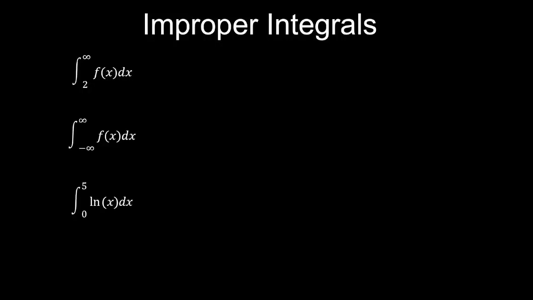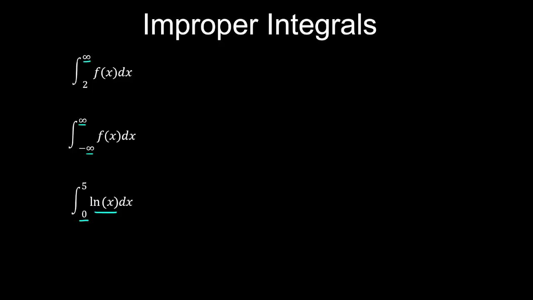An integral is improper if one or both limits of integration are infinite, or the integrand is unbounded in the limits of integration. So in this case, the natural log of 0 is undefined. So we can use limits of definite integrals to evaluate these improper integrals.